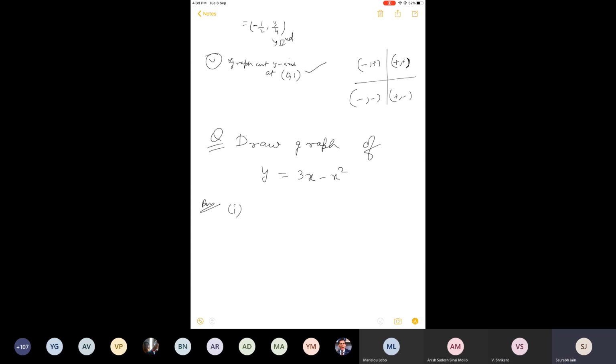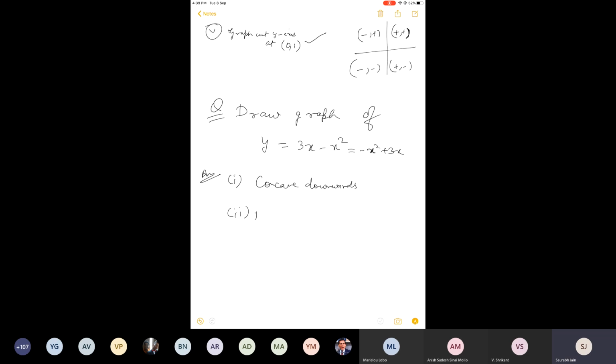Okay, so first thing, it will be concave downwards. You write it like this, minus x square plus 3x. So the shape will be concave downwards as the coefficient of x square is negative.